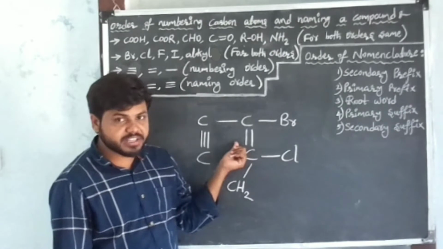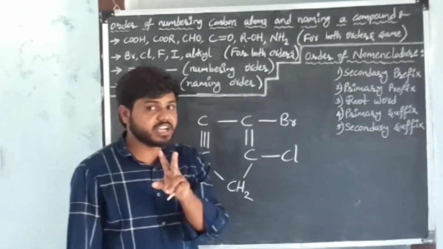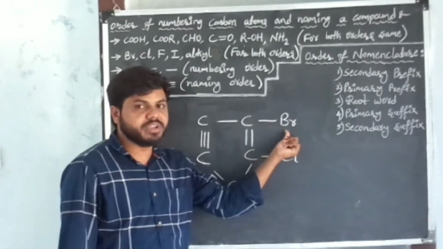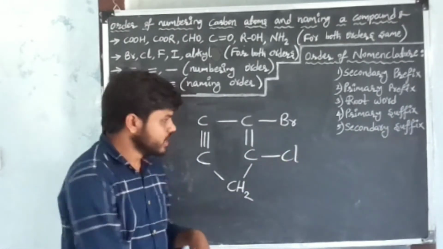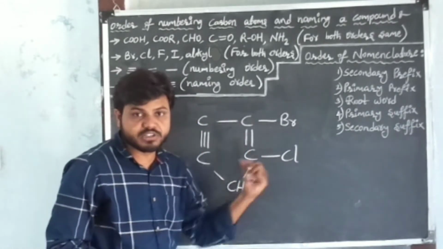Again, there is one double bond in this carbon compound and one triple bond also. In the given carbon compound, one double bond, one triple bond, one bromine, one chlorine. Okay. Now, one cyclic ring is also there.